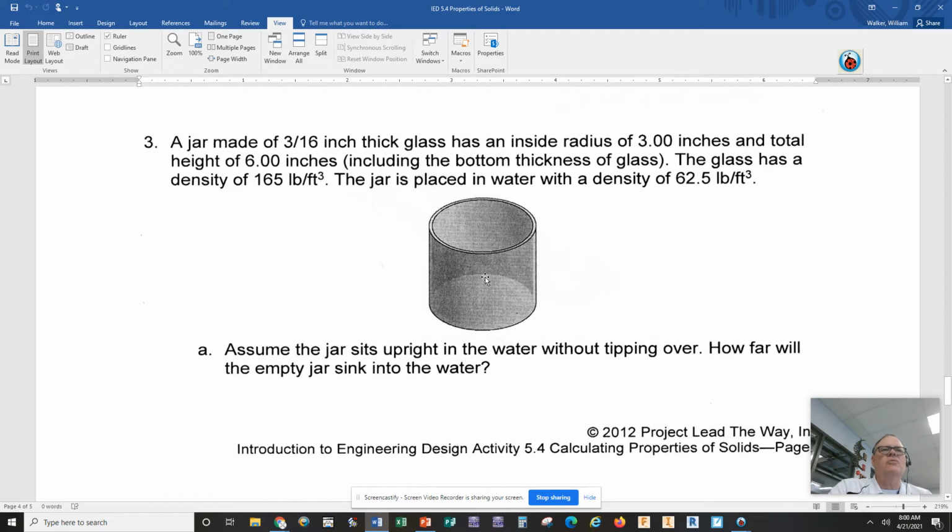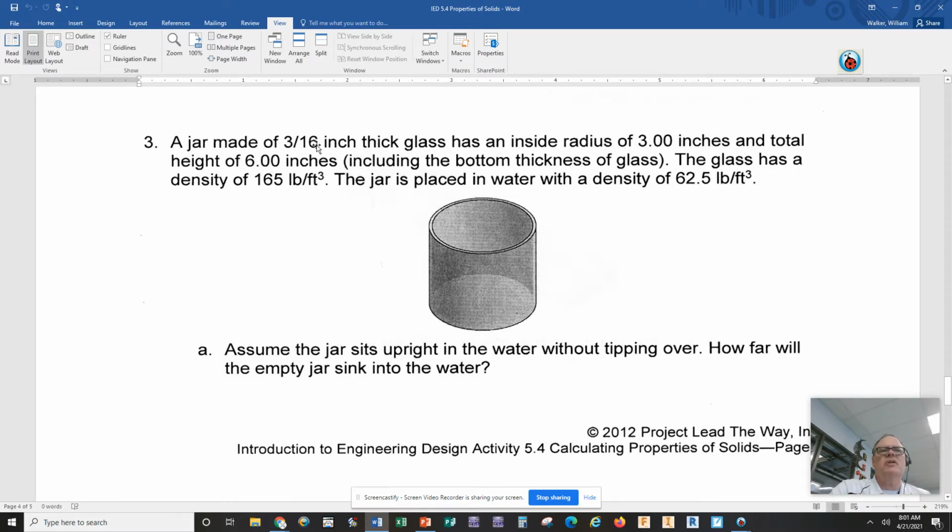When you get to number 3, it requires a little extra thought. They're asking this question, A, if you set this glass jar in water and it sets upright without tipping over, how far will the jar sink into the water? That seems like a pretty difficult question, and it basically is, because we have to go through 5 steps in order to answer question 3A. They lead you through that in the next 5 questions. They help you answer this question, how far will it sink? Again, they're giving you this information up here.